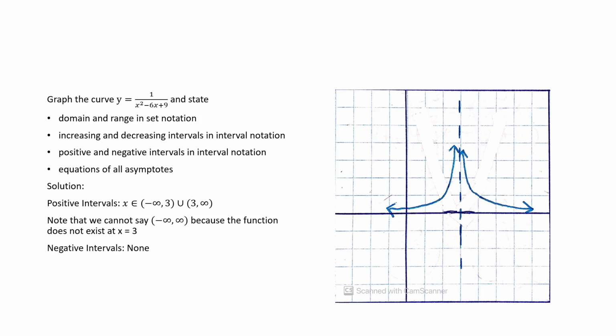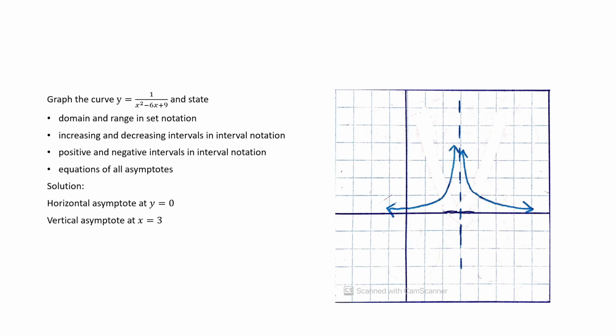Our positive interval is going to be any x value in between negative infinity and positive 3, coupled with any x value from 3 to infinity. Now, we can't simply say from negative infinity to infinity because the function doesn't exist at x equals 3. Okay? So, it doesn't exist there. We do not have a negative interval. There's no point with a negative y coordinate. And we have a horizontal asymptote along the x-axis, y equals 0, and a vertical asymptote at x equals 3.